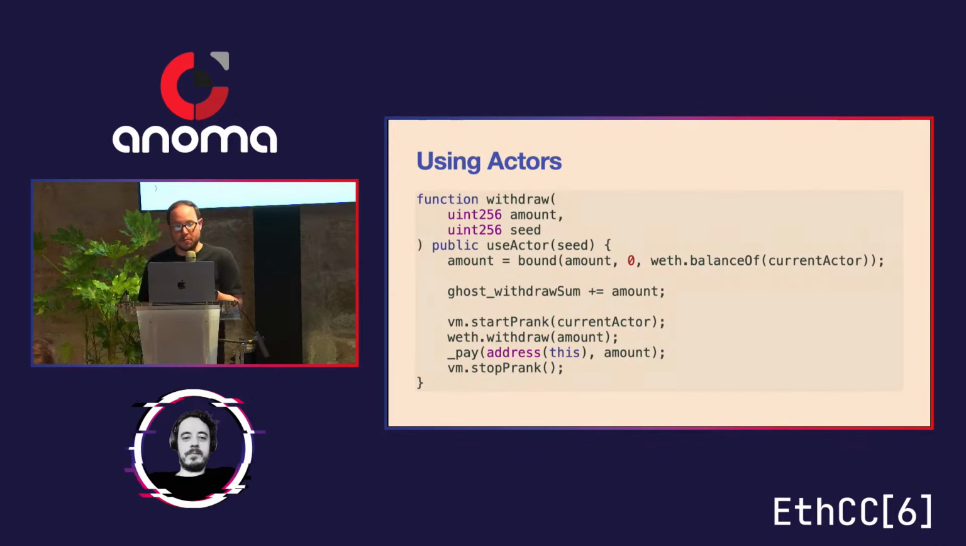And then withdraw is a bit more complicated. So for this one, we're going to use that useActor modifier, which selects a randomly known actor from the set. And we're going to add an extra argument to the handler function. So this is a seed that we can pass through to that modifier, which will select a random actor.